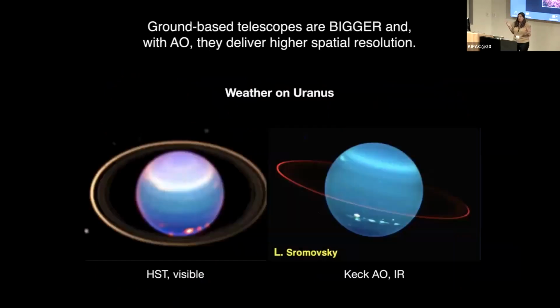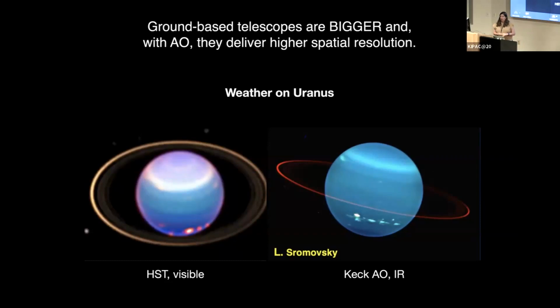What does this do scientifically? Well, it's been a revolution, and that's not a joke. This is a picture of weather on Uranus that was taken first above the atmosphere with Hubble at visible light, and then much more spectacularly on the right with Keck adaptive optics in the infrared. You can see the storms are much more clear. The ring is extremely well-defined.